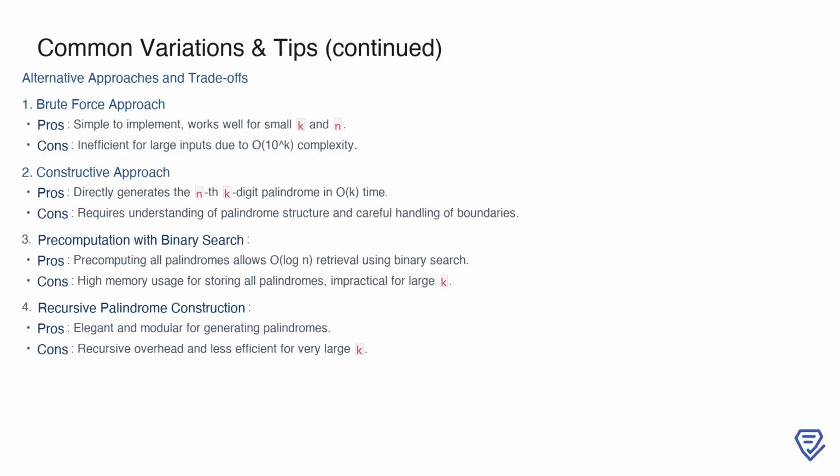Pre-computing all possible palindromes allows for O(log n) retrieval through binary search, but this method demands significant memory, especially for large k. Lastly, a recursive approach to palindrome construction can be elegant and modular but may introduce recursive overhead, making it less suitable for very large values of k. Choosing the right approach depends on balancing efficiency, clarity, and resource constraints.